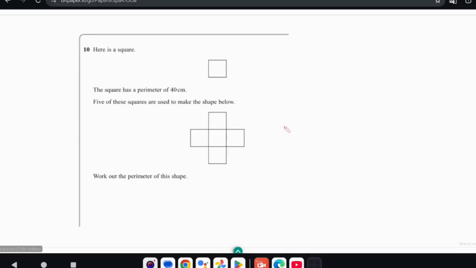Question 10, here is a square. The perimeter of the square is 40, which means the distance around the outside is 40. 40 divided by 4 is 10. So each length of the square is 10. 5 of these squares are used to make the shape below. Work out the perimeter. So each of these is 10. The perimeter is the distance around the outside. I need 12 times 10, which is 120 centimetres.